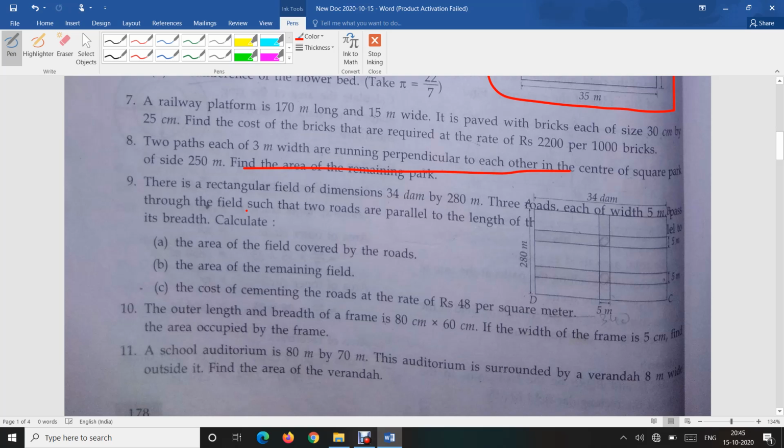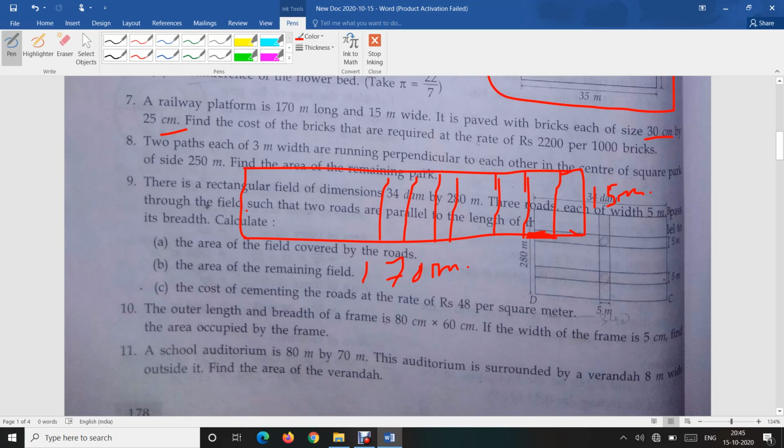Suppose this is a railway platform and the length of this railway platform is 170 meter and width, that means this portion width is 15 meter. It is paved with bricks each of size 30 centimeter by 25 centimeter. That means there are bricks in this railway platform, length is 30 centimeter and breadth is 25 centimeter. So find the cost of the bricks that are required at the rate of rupees 2200 per 1000 bricks.